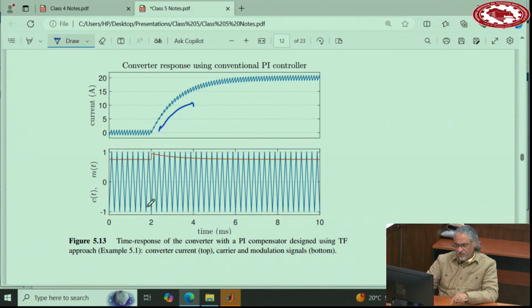And this is the carrier waveform, and this is the modulation index. See, the modulation index is a number, and eventually it is also a number close to that, 0.4, 0.425, you remember? But when you apply the command, instantaneously it will increase but then decrease back to a number close to that. So from 0 amperes to 20 amperes, the modulation index changes only slightly.